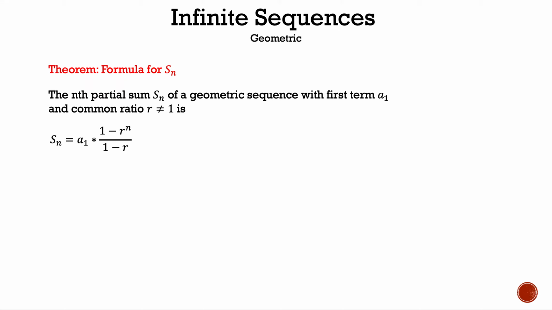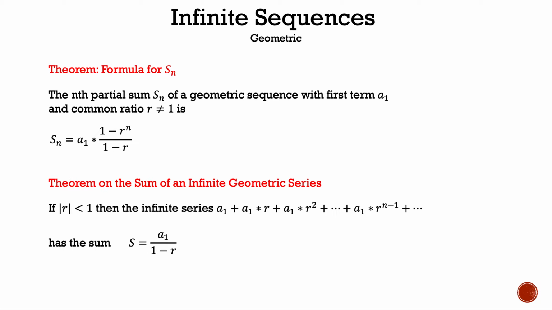Now, let's take a look at some theorems. The first theorem that we're going to take a look at is the formula for S sub n, which is the nth partial sum S sub n of a geometric sequence with the first term a sub 1 and common ratio r does not equal 1. S sub n is equal to a sub 1 times 1 minus r raised to the power of n divided by the quantity of 1 minus r.